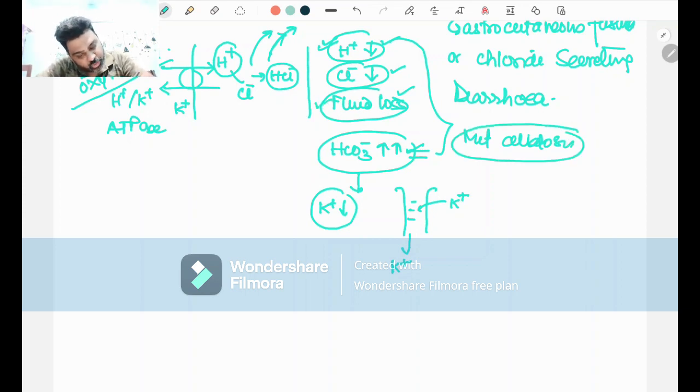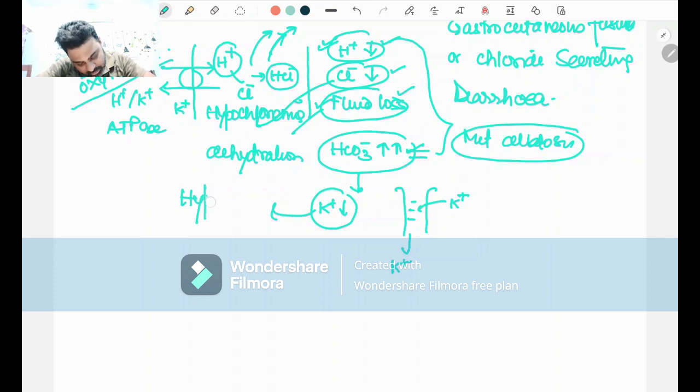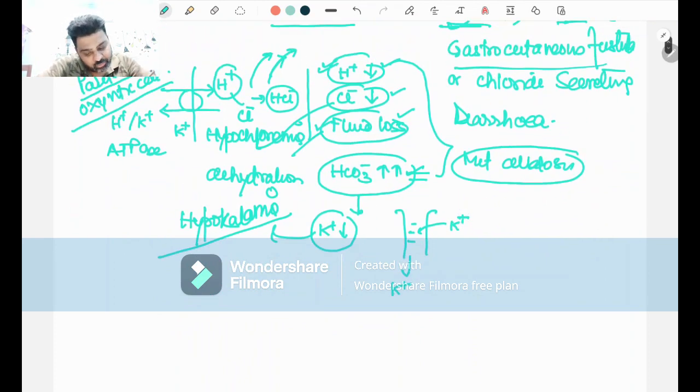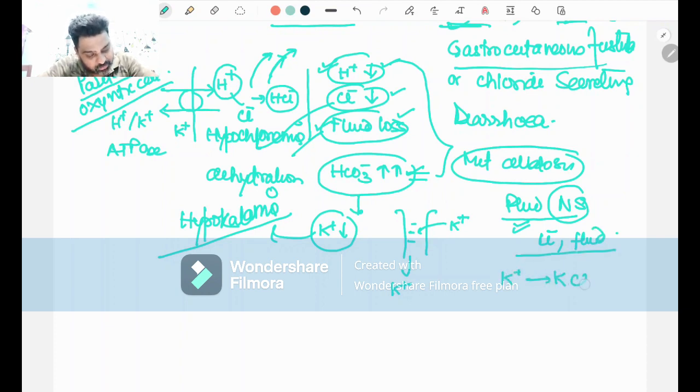Secondly, there is also fluid loss, due to which we have dehydration. With this chloride loss, we have hypochloremia, and with this potassium loss, we have hypokalemia. Therefore, whenever there is fluid loss, whenever there is vomiting, suctioning or gastrocutaneous fistula, what do we have to give? We have to replenish the fluid loss in the form of normal saline. So it will replenish the chloride and the fluid. Also, we have to supplement potassium in the form of potassium chloride.